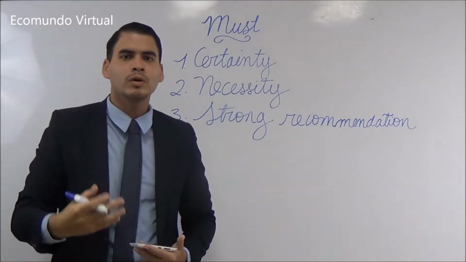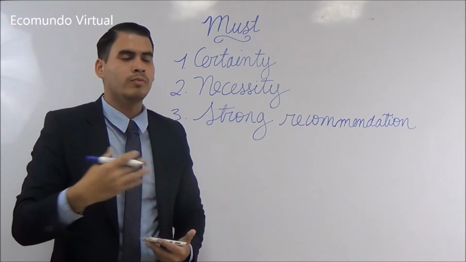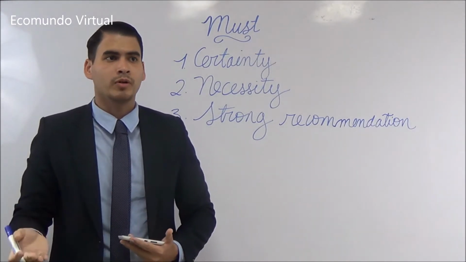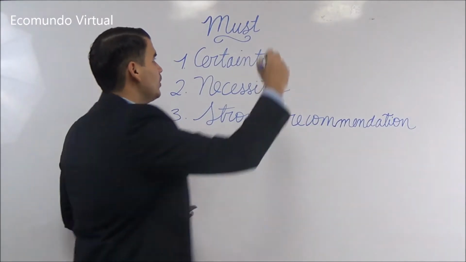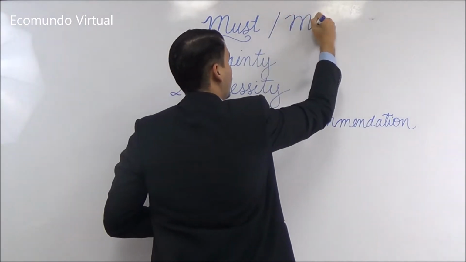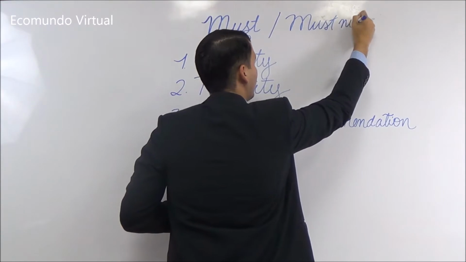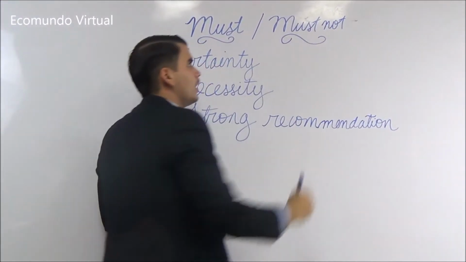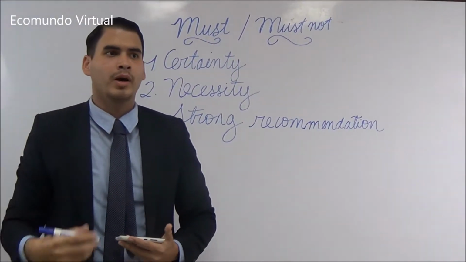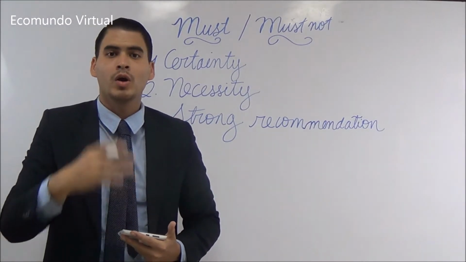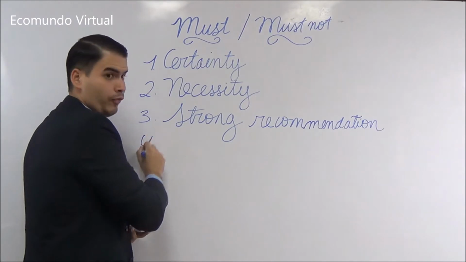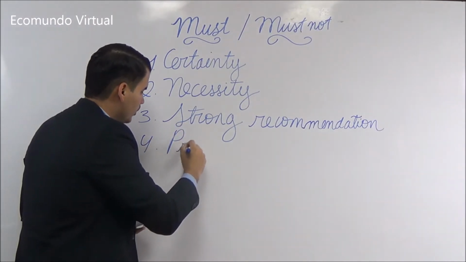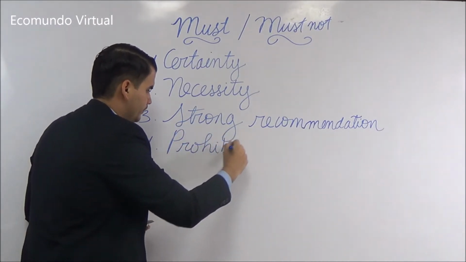For example, when we want to recommend something to someone else, for example, a friend or a relative, we also use must. Now, mustn't or must not, it is also very useful, but we also have one rule for mustn't, and the rule, number 4, is that we use mustn't for prohibition.